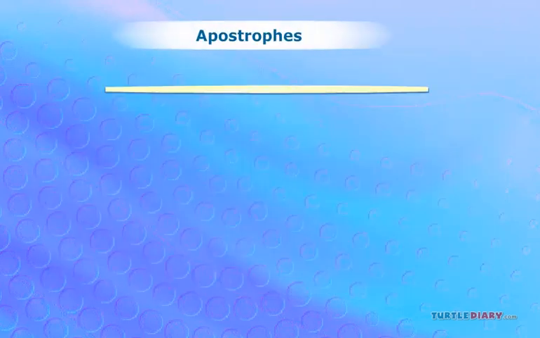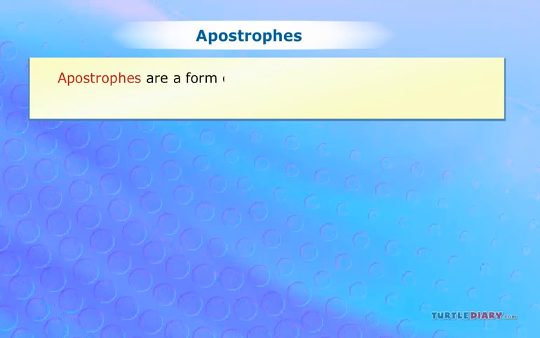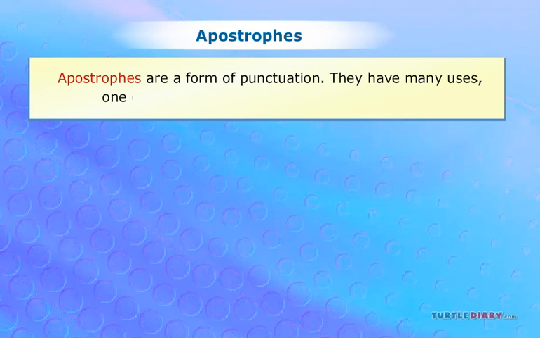Apostrophes. Apostrophes are a form of punctuation. They have many uses, one of which is to help with forming contractions.